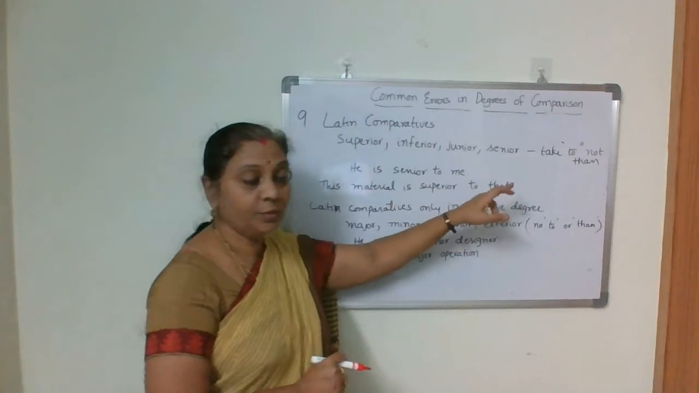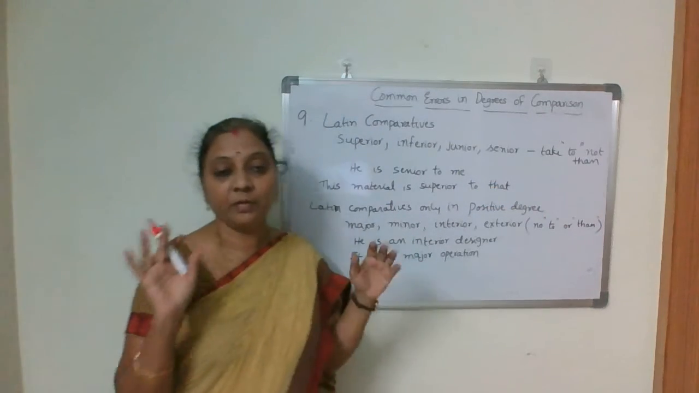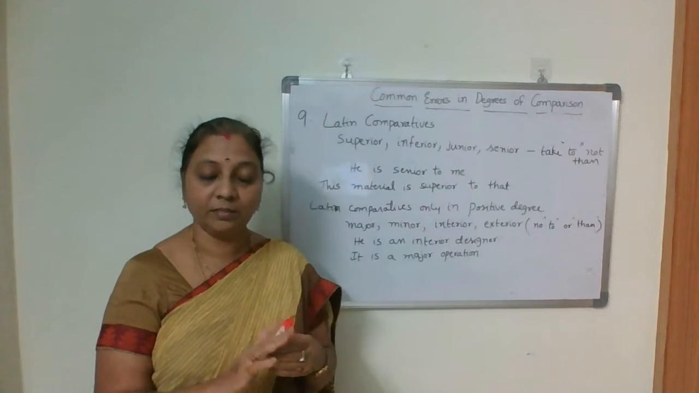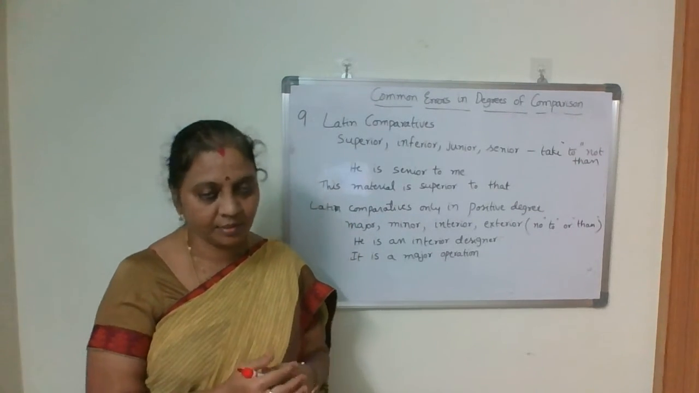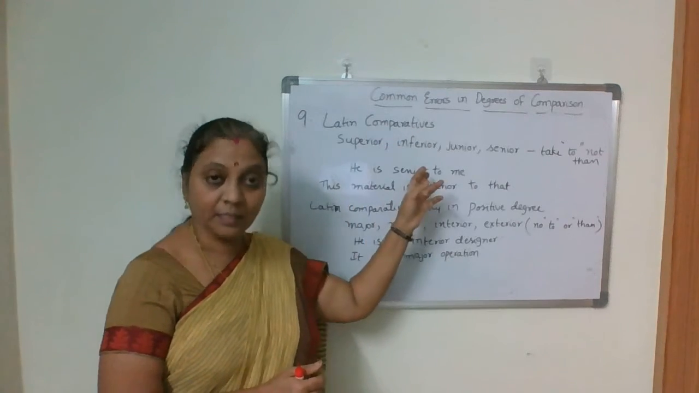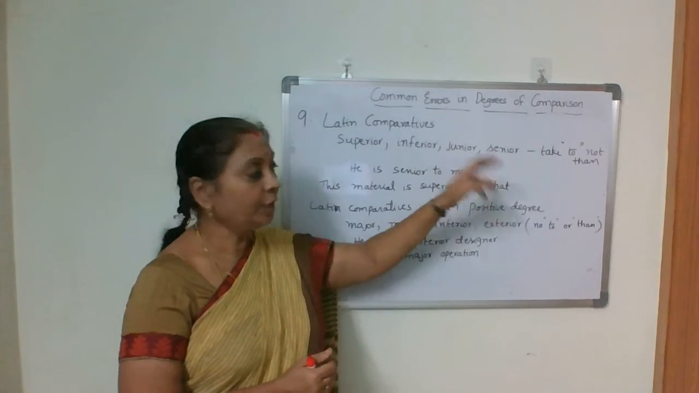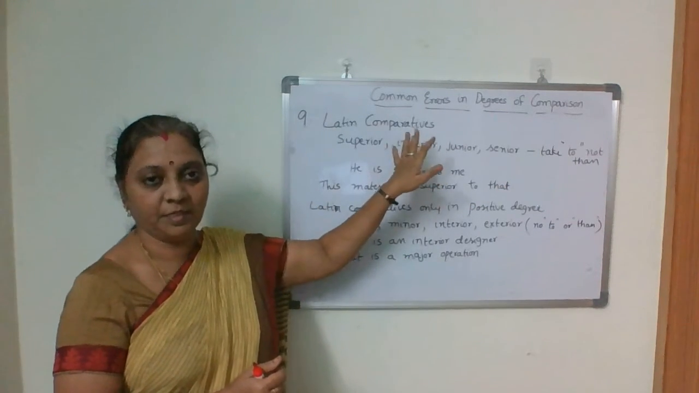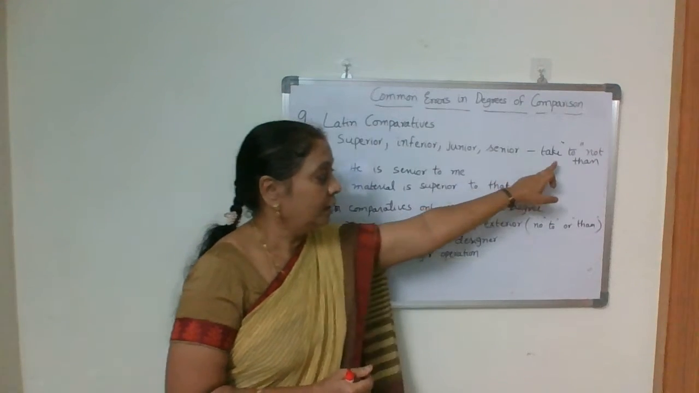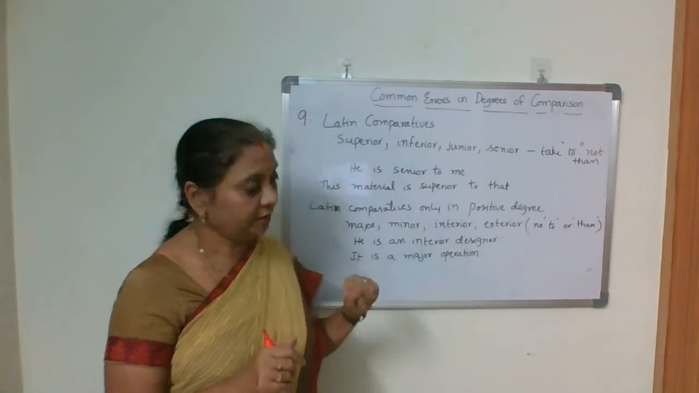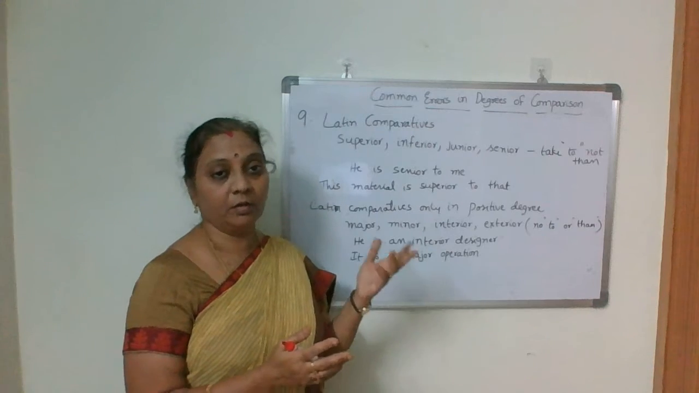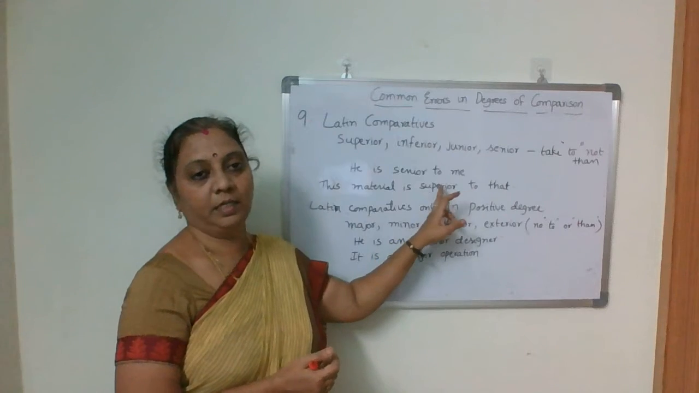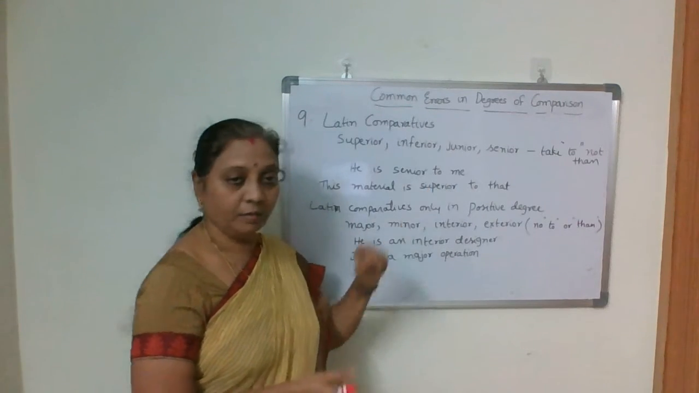After them, we use "to", not "than". Because in the comparative degree, usually which word are we using? "Than." He is taller than I, like that. We use "than" all the time, isn't it? But for these Latin comparatives, we don't use "than". We use only "to" for these words. He is junior to me, or I am senior to him. Senior or junior is usually followed by "to", not "than".